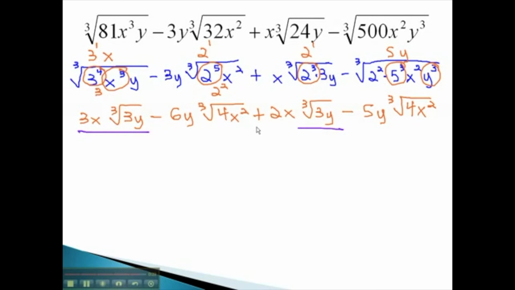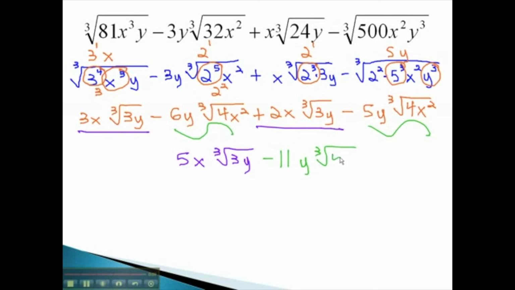Notice we have like terms, x cube root of 3y. 5x cube root of 3y, adding the 3 and the 2 together, and also negative 6 and negative 5 gives us negative 11 of these y cube root of 4x squareds. This is our final answer.